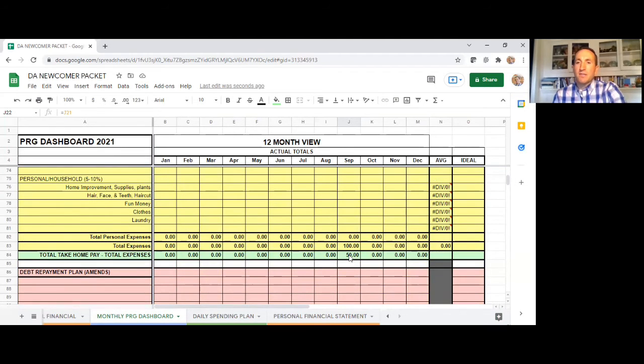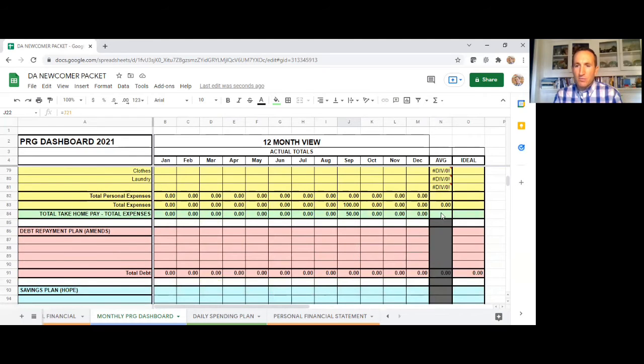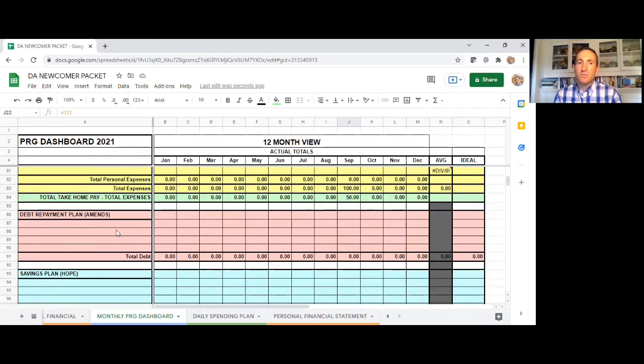This is an important number because we need to know how much money we have at the end of the month on average, and this is where the average comes in here, on average of 30 days or 60 days or 90 days, however much data we can get our hands on and get in here. It's all about how much work you want to do. Once we get a handle on our income and our expenses, then we'll know how much our total take-home pay minus total expenses are. That's what we can put toward this next section, which is the debt repayment plan.